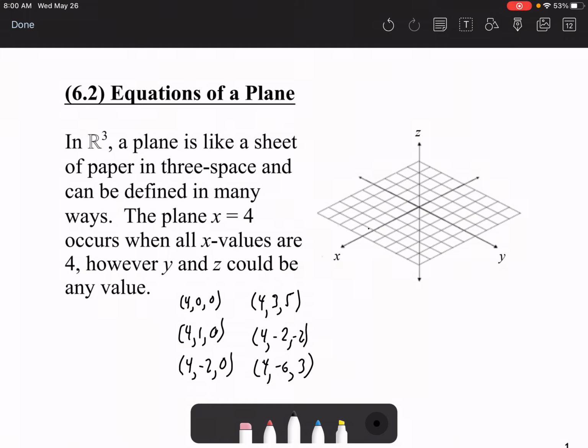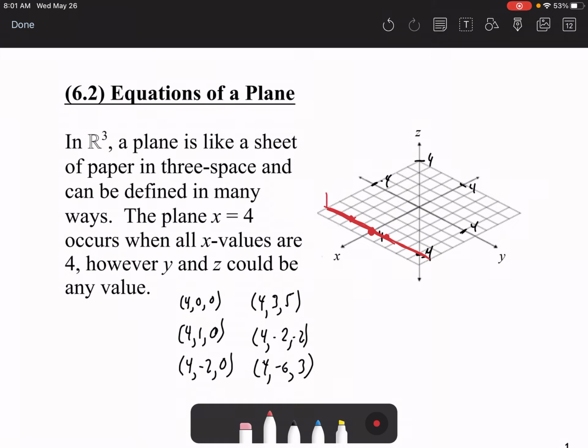So let's first label our axes. Now, (4, 0, 0) is this point right here. (4, 1, 0) is this point along here. (4, -2, 0) is this point along here. You'll notice all the points actually lie on this line right here.